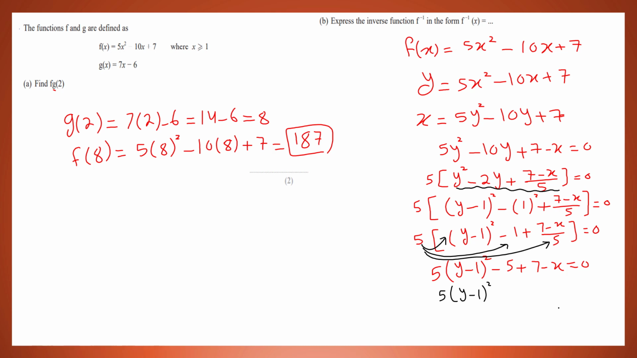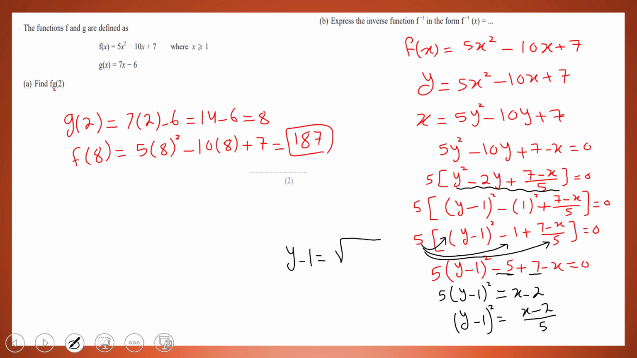Shift all of these, or you can just simplify. Minus 5 plus 7 is a plus 2. If it goes to the other side, it will be x minus 2. And then you divide by 5, so it will be y minus 1 all squared equals x minus 2 all over 5. And then you take the square root. Let's continue here. So it will be y minus 1 equals the square root of x minus 2 all over 5. And then y will be 1 plus or minus the square root of x minus 2 all over 5.